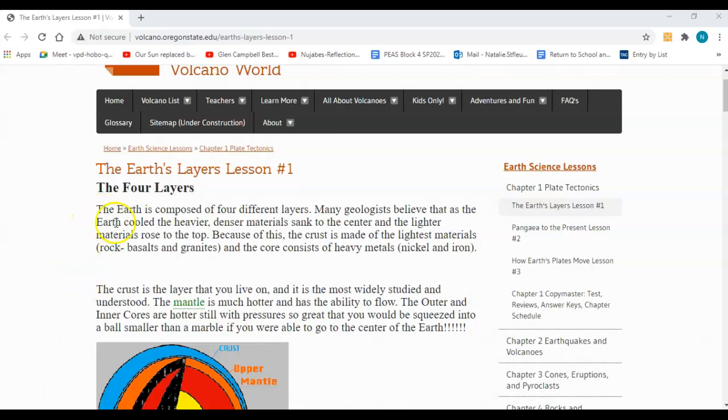The 4 layers. The Earth is composed of 4 different layers. Many geologists believe that as the Earth cooled, the heavier, denser materials sank to the center and the lighter materials rose to the top. Because of this, the crust is made of the lightest materials, rock, basalt, and granites, and the core consists of heavy metals, nickel, and iron.